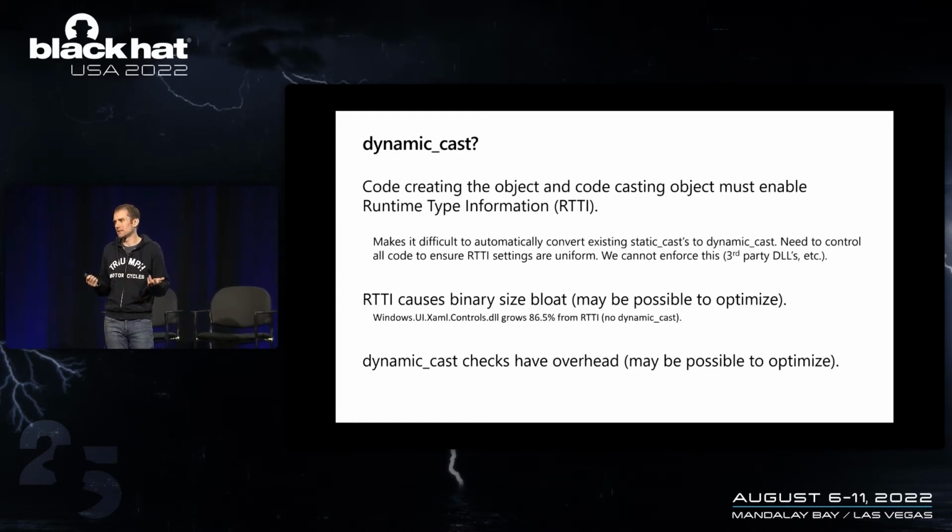RTTI itself is not used by many people because it causes lots of binary size bloat. Like in one of our DLLs, for example, turning RTTI on is over an 80% binary size regression. It's huge. You're almost doubling the size of your binaries by turning this on. And dynamic cast checks themselves also have a lot of overhead.